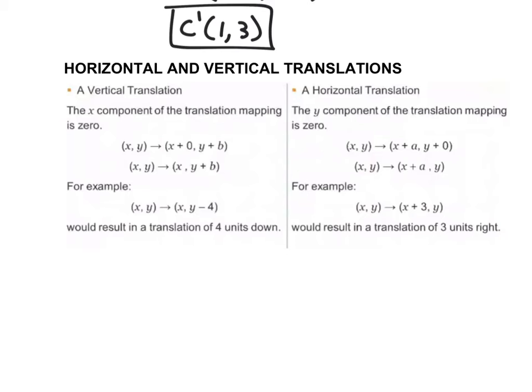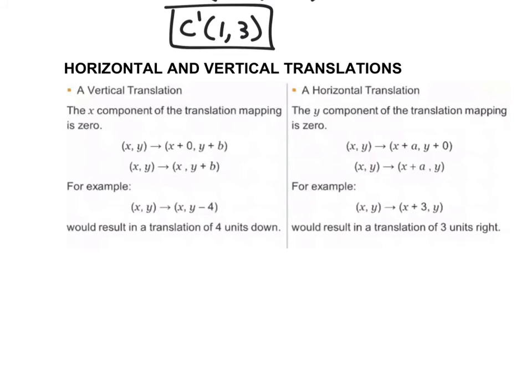So if I were to do a vertical translation, vertical translation means it's just going to move up or down. What I want you to see here is that going from x, y to our new point means we would add 0 to the x value, and so x would just stay the same. The only value that you're going to change is the y value. Same thing with a horizontal translation. You're not changing the y value on a horizontal translation. You're strictly only changing the x value.